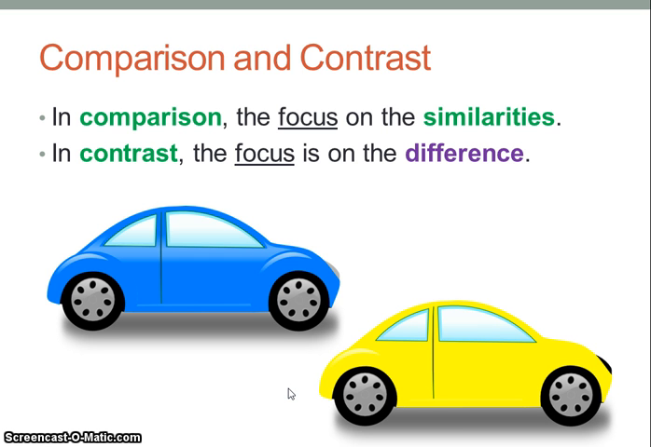First of all, when we want to focus on similarities, we look at what is the same. Well, here we can see it's the same kind of car. We see that it has wheels and similar windows. However, when we want to contrast, we focus on the differences. And here we can see that the difference is in the color. So when we compare, or in comparison, the focus is on the similarities. When we contrast, the focus is on the difference or the differences.